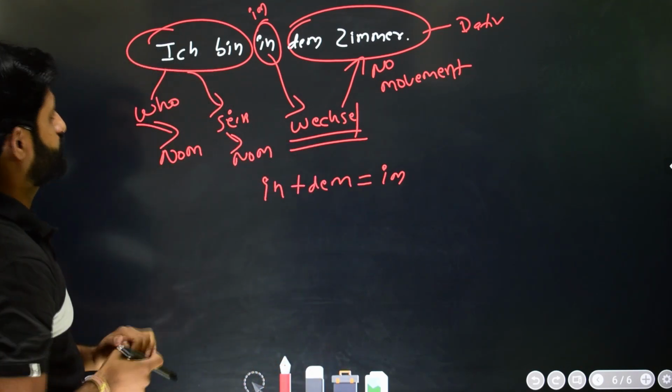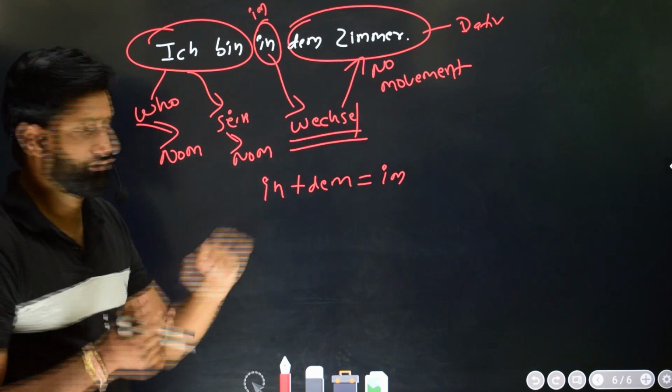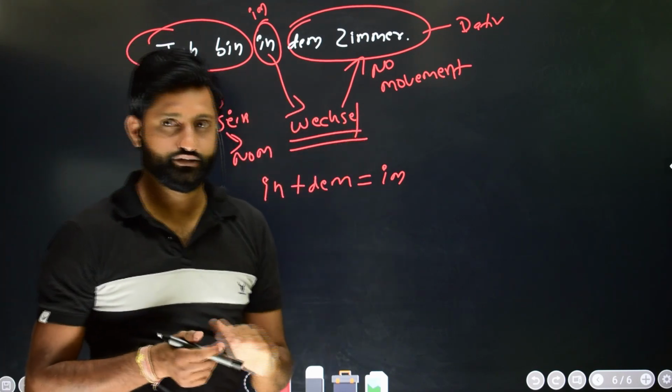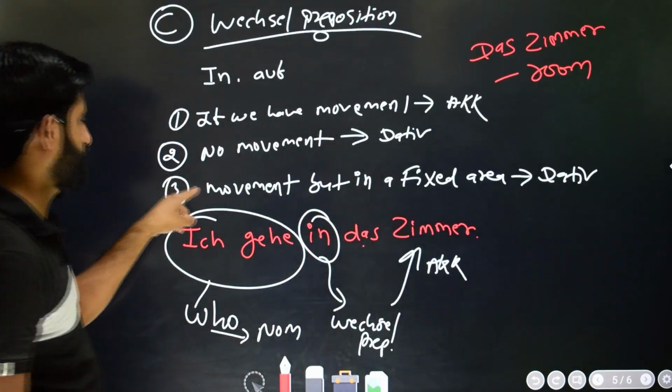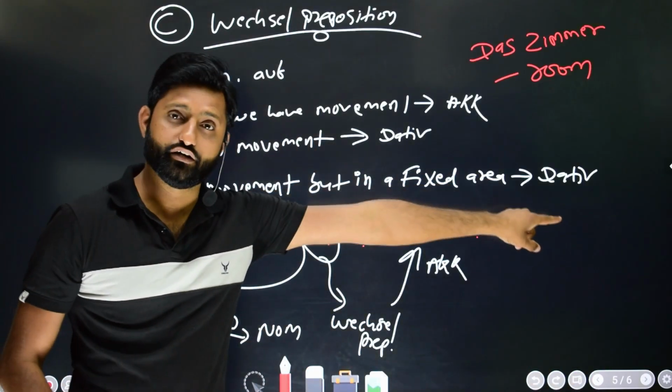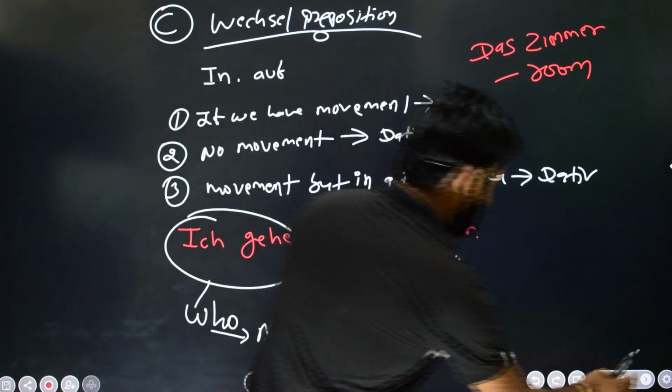So this was the third way to identify with the help of movement, no movement. Then we had the next one, that was movement is there, but it is in a fixed area. Then it will be a dative part. Example.